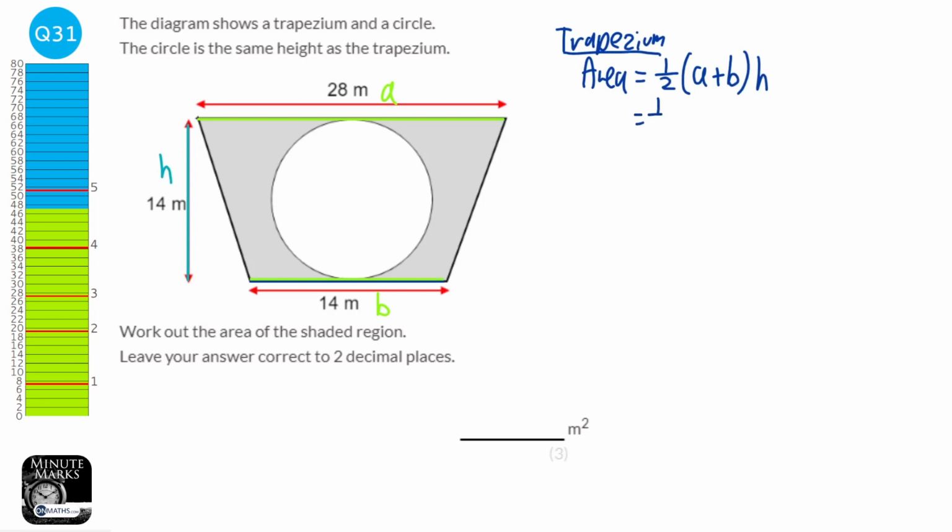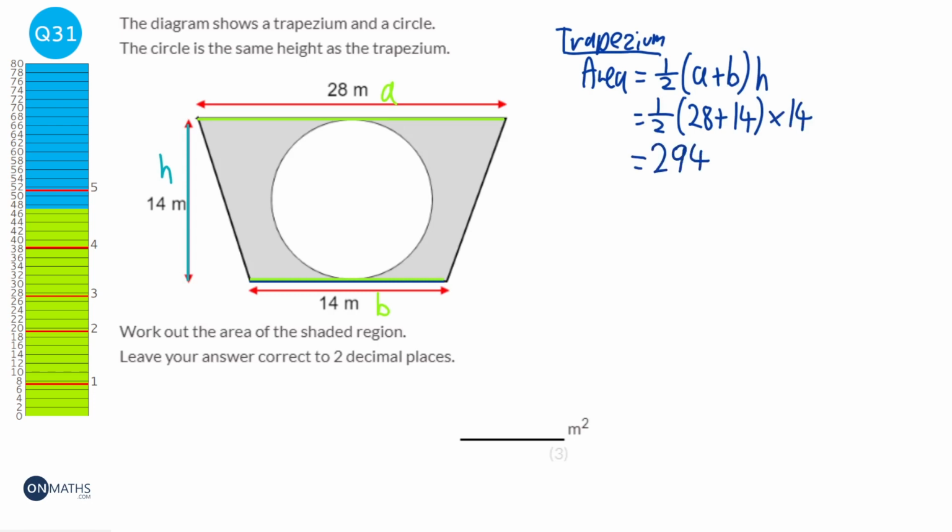So the area would be half times A, which is 28, plus B, which is 14, times the height, which is 14. And so that would be 294.